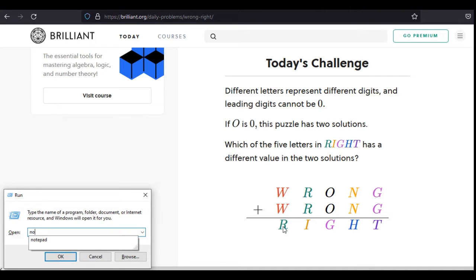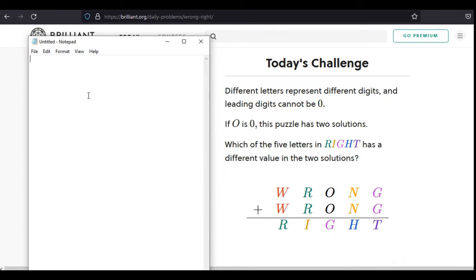So let's open Notepad. It says WRONG plus WRONG is equal to RIGHT. So what do we have? W and R are not equal to 0, and O equals 0. Okay, so let's start from O then.